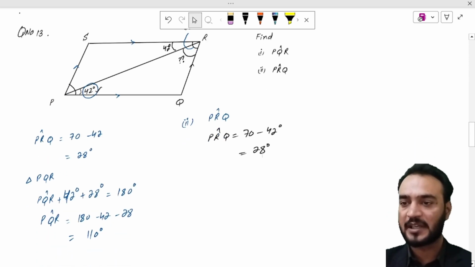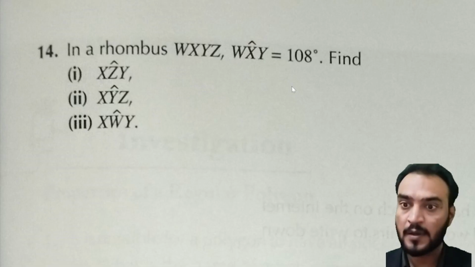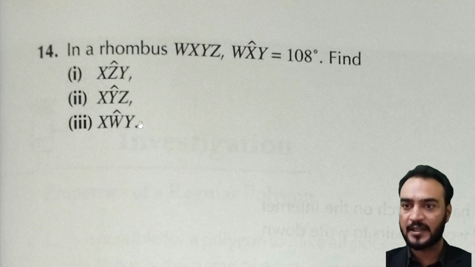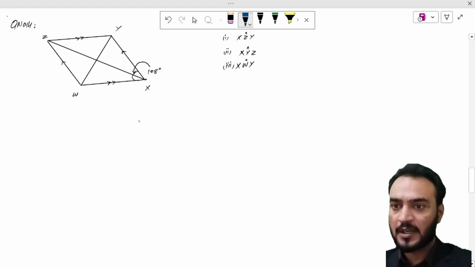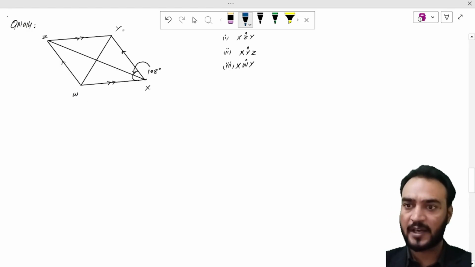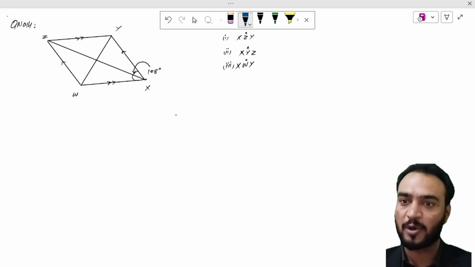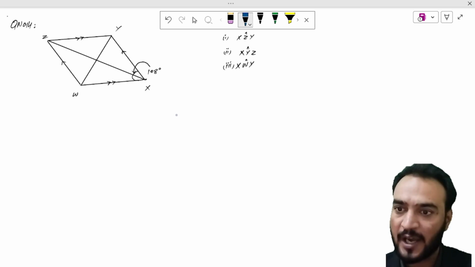This was question number 13. Now we will solve question number 14. In a rhombus WXYZ, angle WXY is equal to 108 degrees. Find XZY, XYZ, and XWY. To understand this question, we draw a rhombus. So this is the rhombus WXYZ, where WX is parallel to YZ and XY is parallel to WZ. So this angle WXY is equal to 108 degrees.